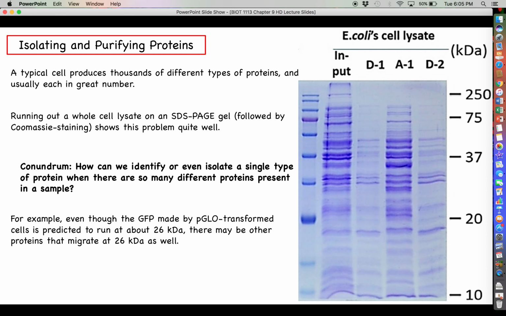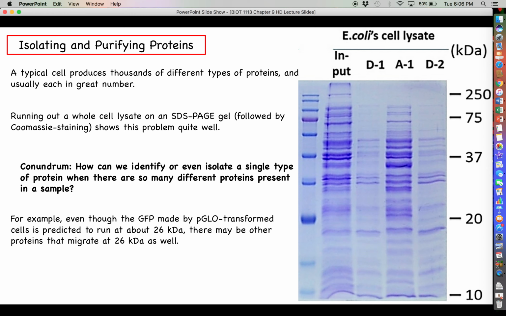So take GFP, for example. At this point in the semester with our labs, we've already transformed bacteria with pGlow, and we have actually gotten cell lysates and run them out on an SDS page gel. And one of the exercises that we went through in lab is that we predicted, based on the fact that GFP has 238 amino acids, it should run at about 26 kilodaltons in an SDS page gel.